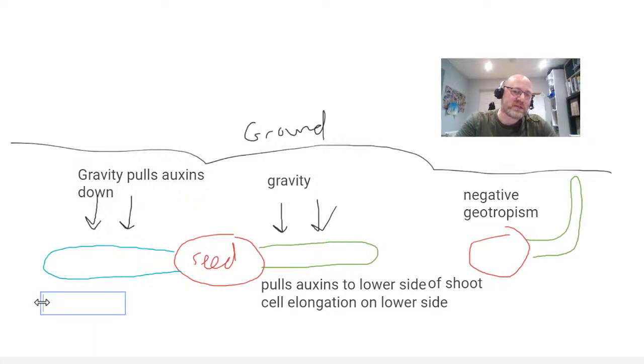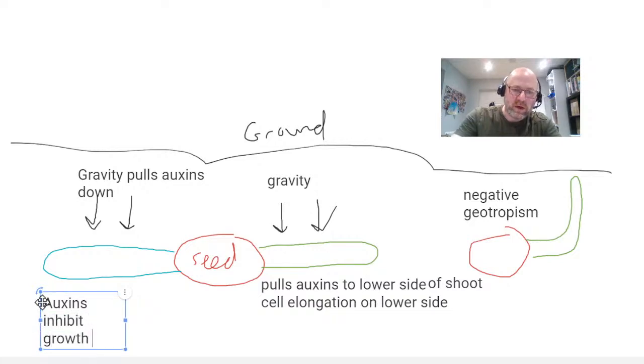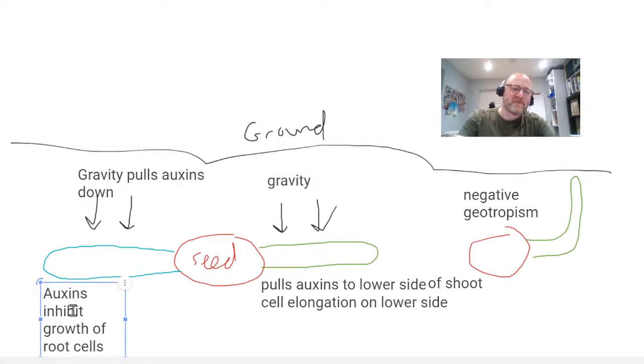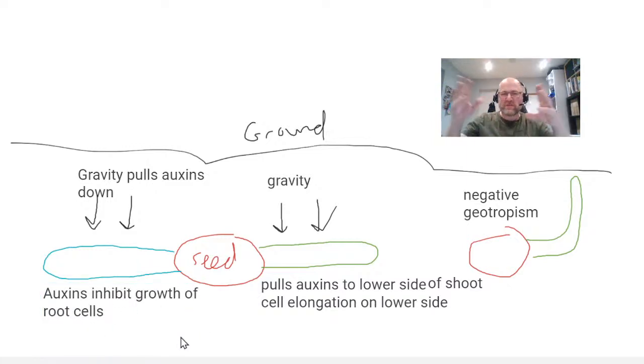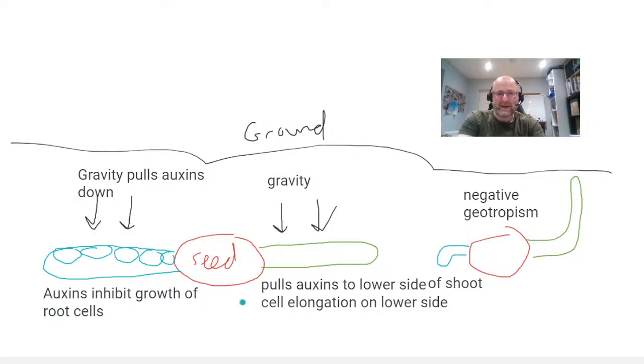What is the effect of auxins on root cells? Auxins inhibit growth of root cells. You need to know the effect of the hormone auxins is different on root cells, due to the different shape of the receptors on the cells. You don't need to know that. They inhibit the growth. They stop the growth. What does that mean? That means the cells above grow more. If the cells above grow more, they bend the root down, and the root ends up bending down. We call that positive geotropism.